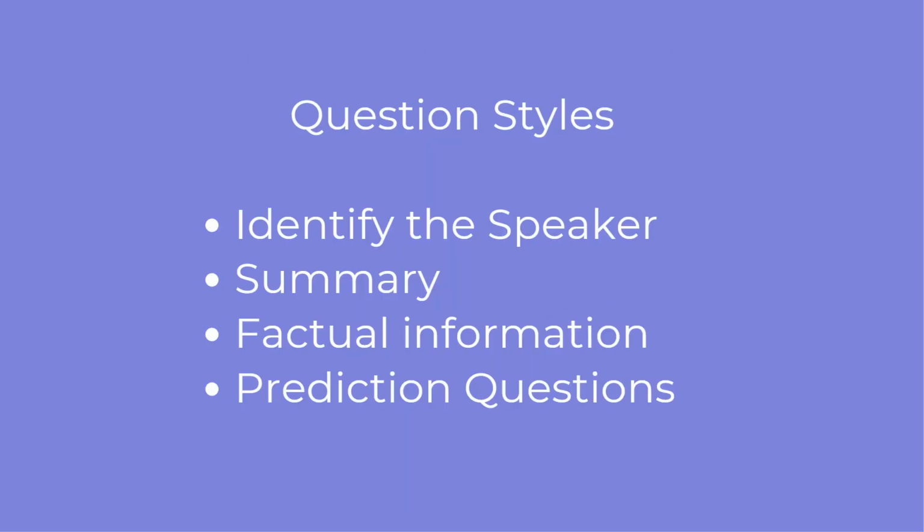The question styles are quite similar to the previous section, but in this one, they did have a lot of stuff like identify the speaker. So the question says something like, who most likely is the speaker? And you'll have to pick, is he a professor? Is he a student? Is he a librarian? Is he an administrative worker? Something like that. You'll also get summary questions like before. What is the main topic of the announcement? Factual information questions and prediction questions, just like before.